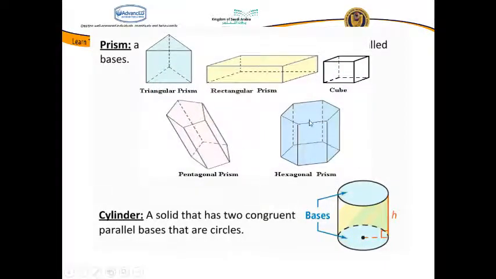We have some prisms like the triangular prism, rectangular prism, cube, hexagonal prism, and pentagonal prism. Here we name the prism according to its base. If the base is a pentagon, then we say pentagonal prism. If the base is a triangle, then this is a triangular prism, and so on.